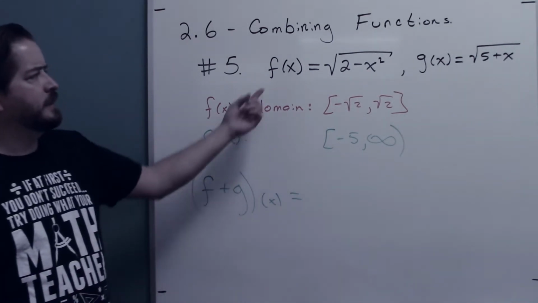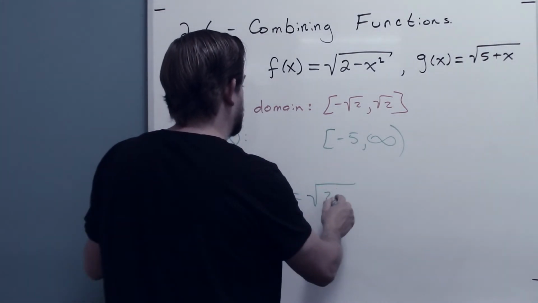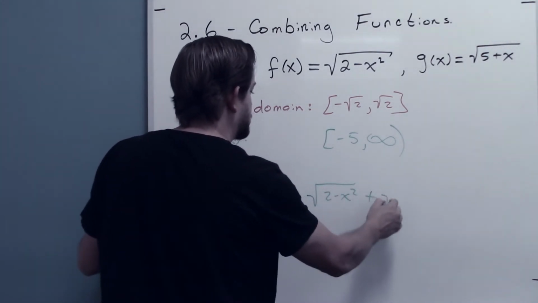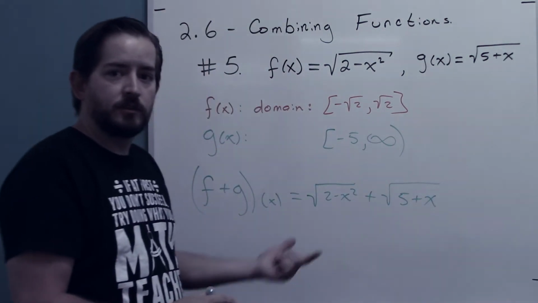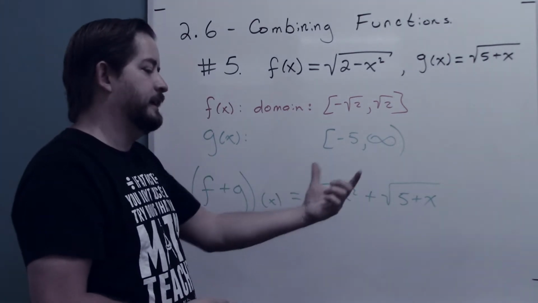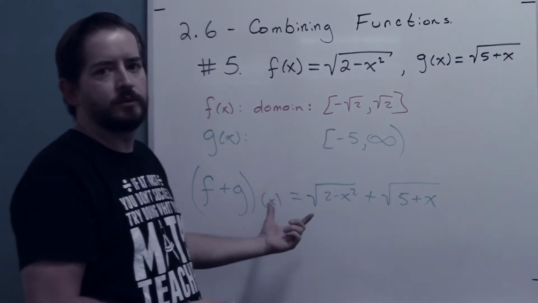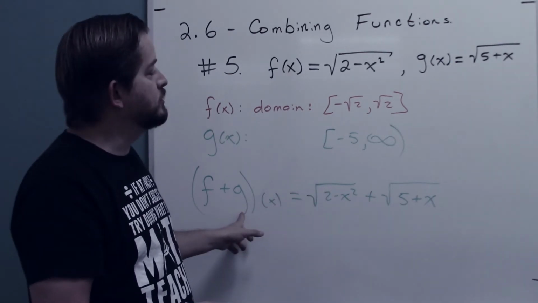Well, f plus g of x is just the two things added together. So that is the square root of 2 minus x squared plus the square root of 5 plus x. Now I didn't divide anything, so there's no zeros in the denominators that I have to worry about. I didn't take anything inside another square root, right? So there's no real other domain issues that pop up from just adding these two together.